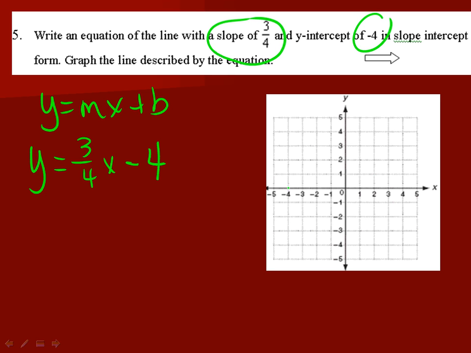Okay, 1, 2, 3, 4. Oh, on the y? You want me to do y? Yes, it's supposed to be on the y at the 4, and then up 3 over 1, 2, 3, 4. Draw the line. Put arrows.